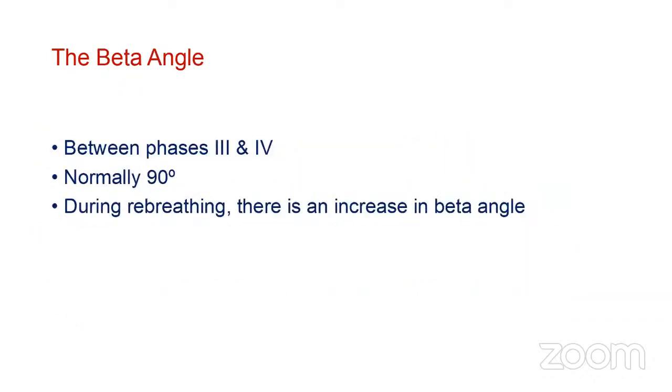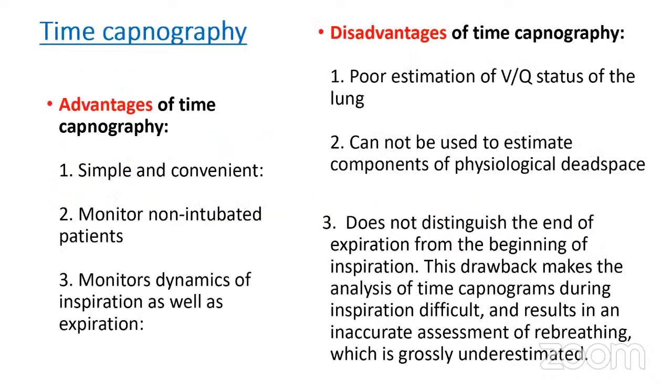The beta angle, that is between phase 3 and phase 4, is normally around 90 degrees. And an increase in the beta angle suggests rebreathing.